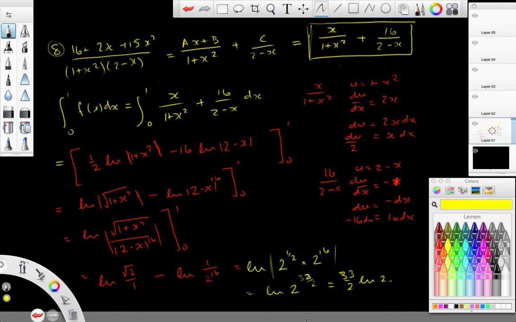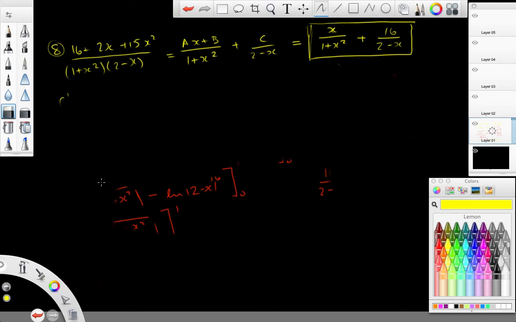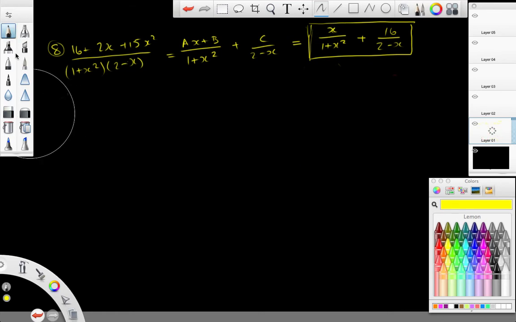Alright, that's that part of the question done. That was where you were asked to find the exact integral. The next part of the question asks you to express the partial fraction as an expansion up to the power x to the power 4. So we come back up to here, and we say this is equal to x times 1 plus x squared to the minus 1 plus 16 to the minus x.